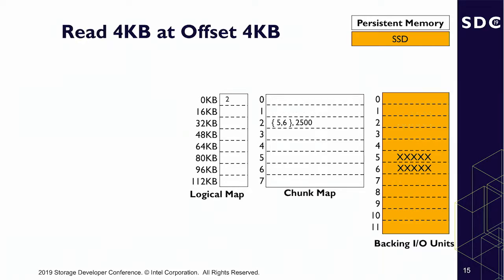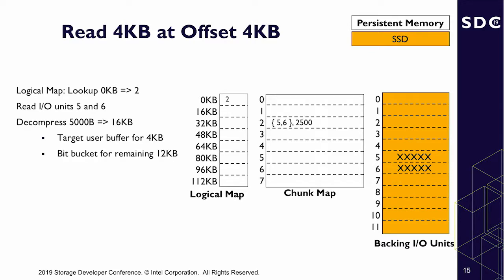Okay, and then the final example here is reading some of the data back. Sometimes after you write the data, you want to read it back. So we're going to look up the chunk map entry. Go ahead and hit the next one here. So here we're going to read those 2 backing I/O units, 5 and 6. So what we can do here is, since the user's only reading 4K, we can actually target the user buffer for the 4K that he's interested in and just use a bit bucket for the other 12K. Because we want to try to avoid having to read the data into one buffer and then copying it over into the user buffer.